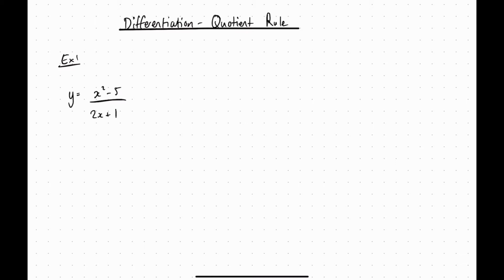The way to do this without quotient rule is to identify that this can be rewritten as y is equal to x squared minus 5 times 2x plus 1 to the power of minus 1, and applying product rule to it. I don't know why we bother not doing that off the top of my head. I think there's a reason, but I can't think of it right now. But there is a way of dealing with it just as a division.